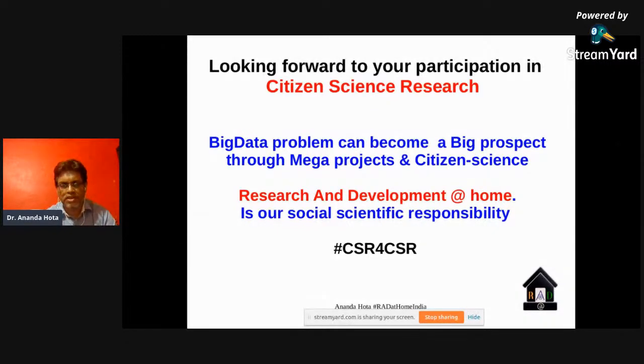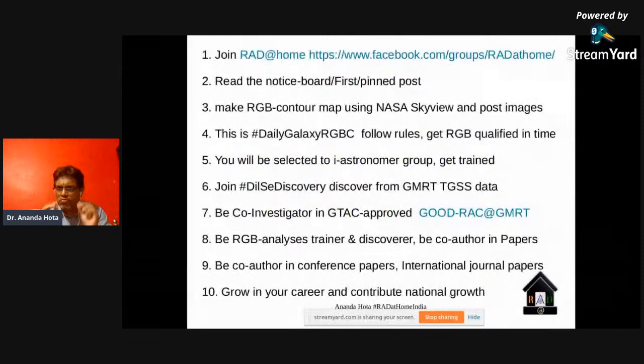So let's join hands. At the end, I will give you a flow of work. Join the Red at Home Facebook group. That is our starting point. Read the notice board, the first or pinned post in the group. All the steps are described. Make RGB contour maps using NASA Skyview and post images there. We'll start discussing there. As I said, there are many e-astronomers, trained citizen scientists who will discuss with you, and I will also come.